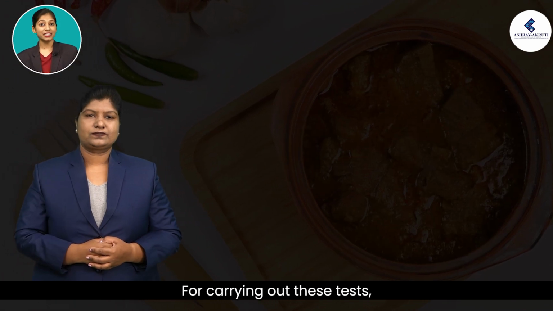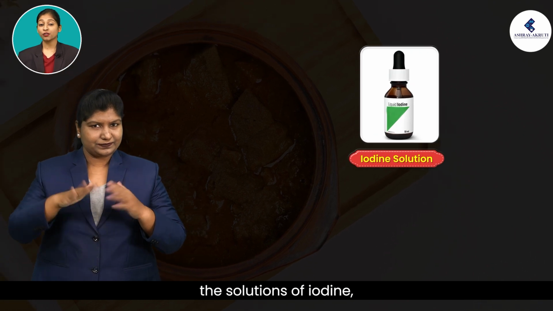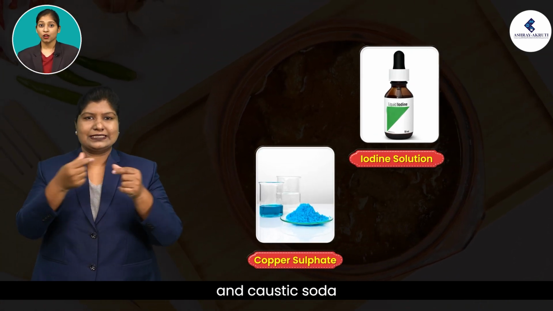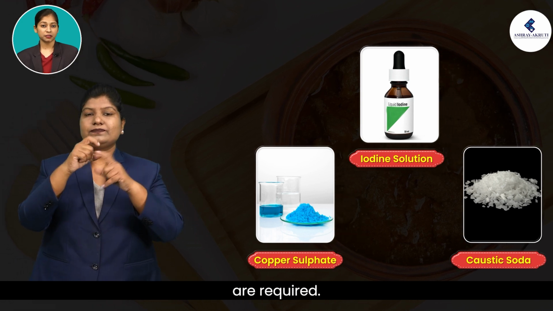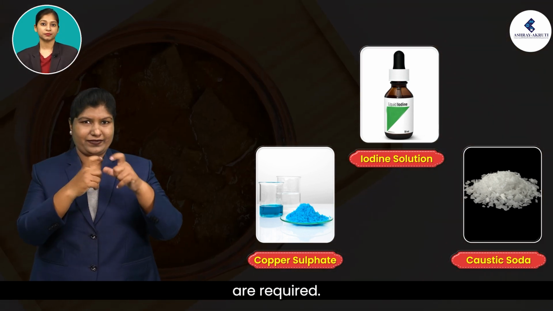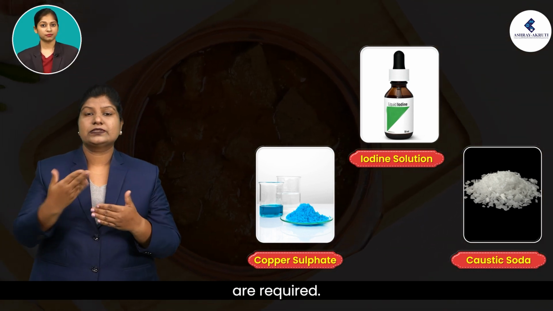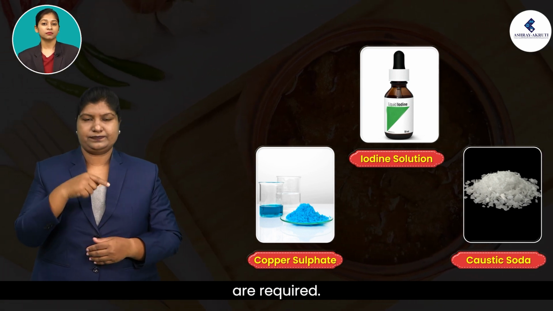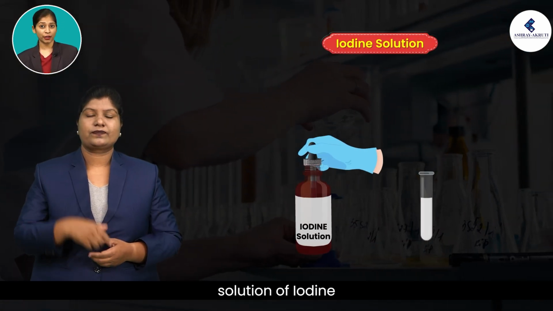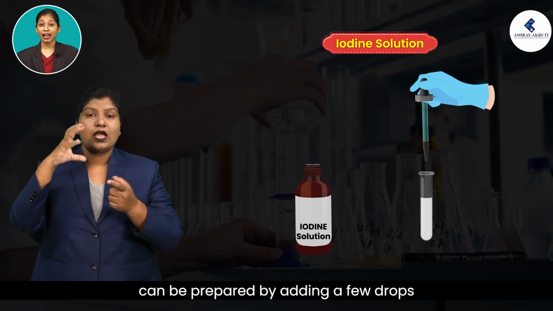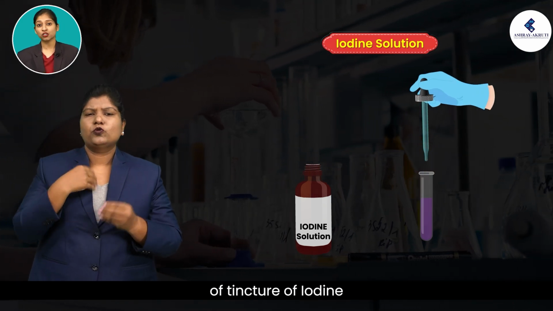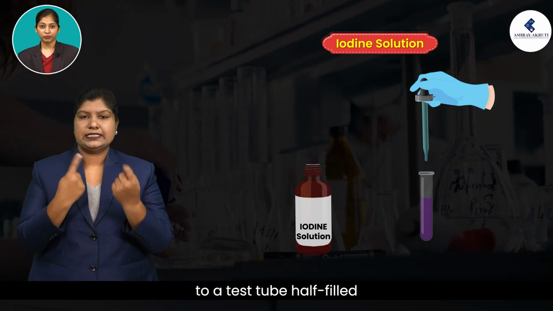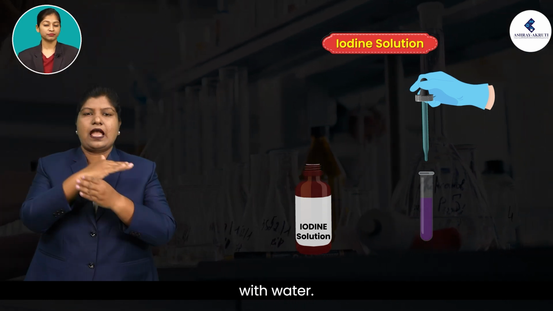For carrying out these tests, the solutions of iodine, copper sulfate and caustic soda are required. A dilute solution of iodine can be prepared by adding a few drops of tincture of iodine to a test tube half filled with water.